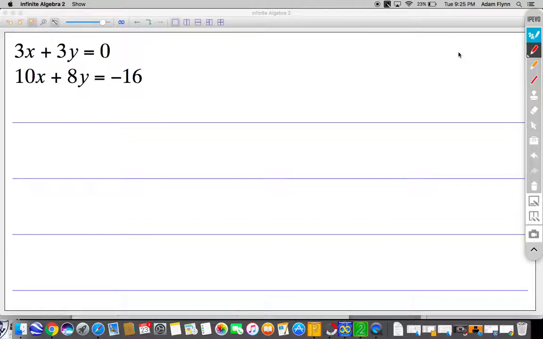Alright, last problem. Almost there. So we have 3x plus 3y equals 0, and 10x plus 8y equals -16. So looking at both my variables, it looks like I'll have to scale both equations. So how about we try to get rid of, let's do our y. So to do that, I'll have to multiply my top equation by 8, because that'll get me to 24y. And to get this bottom equation to -24y, I'll have to multiply the entire equation by -3.